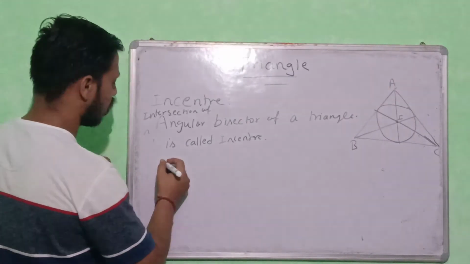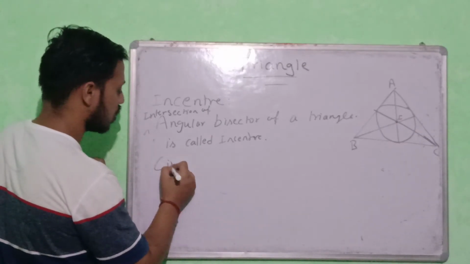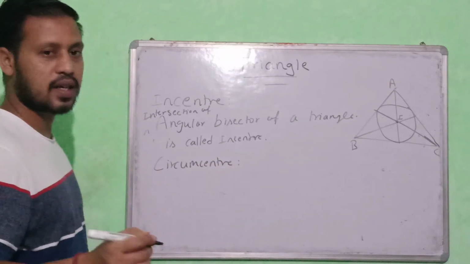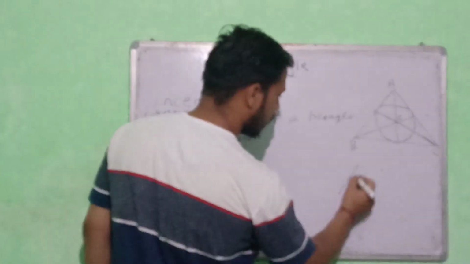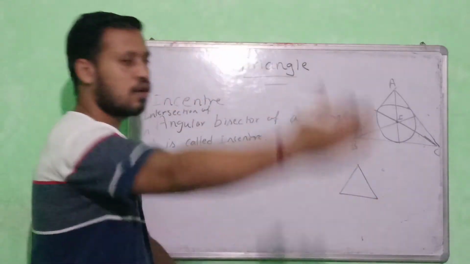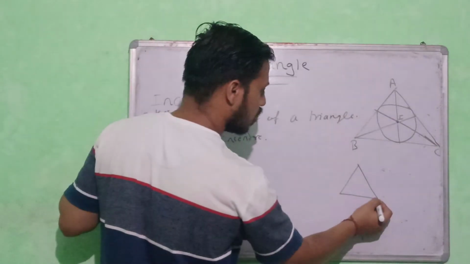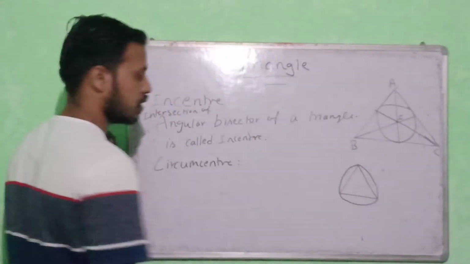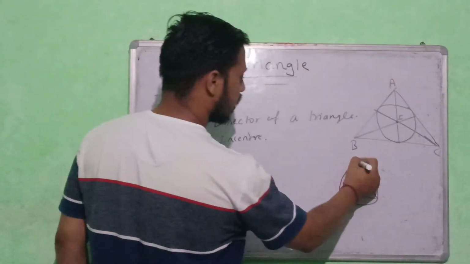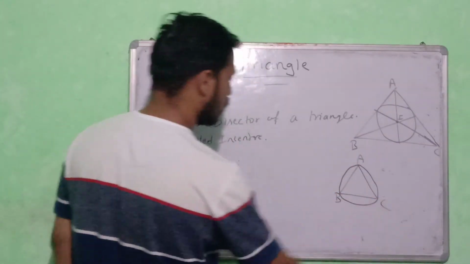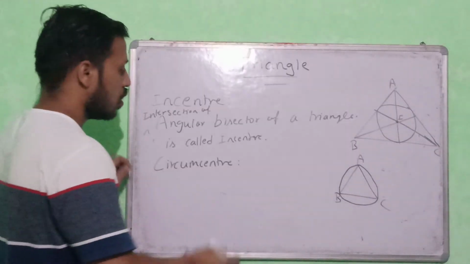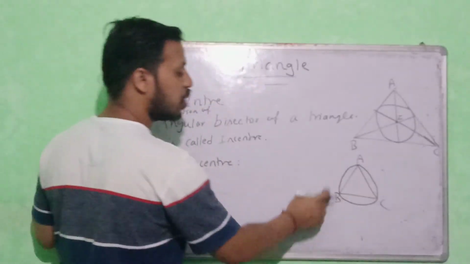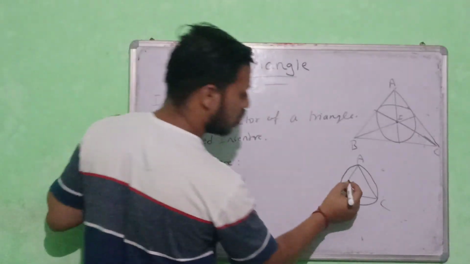Now, next we will talk about the circumcenter. What is the circumcenter? This is a triangle ABC. Circum means from outside, like this. In this triangle, look at where the perpendicular bisectors of AB, BC and AC meet.